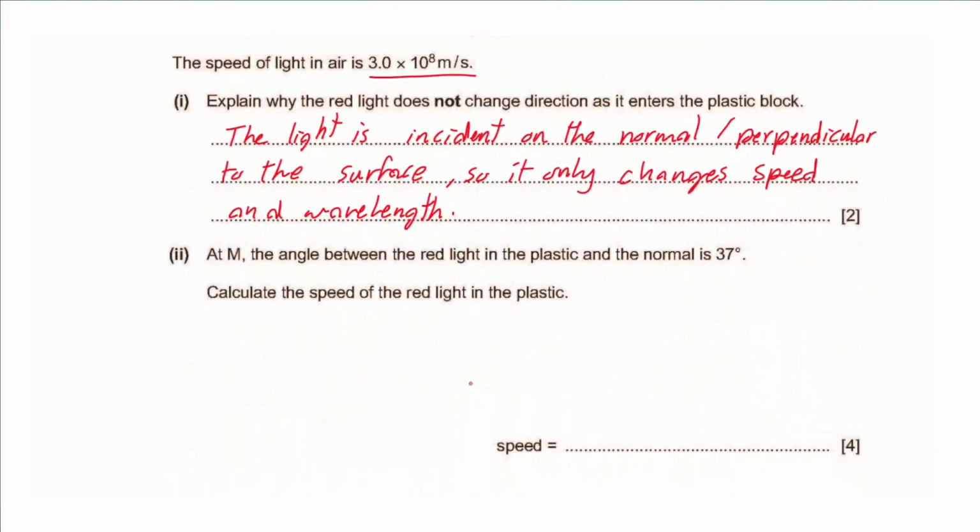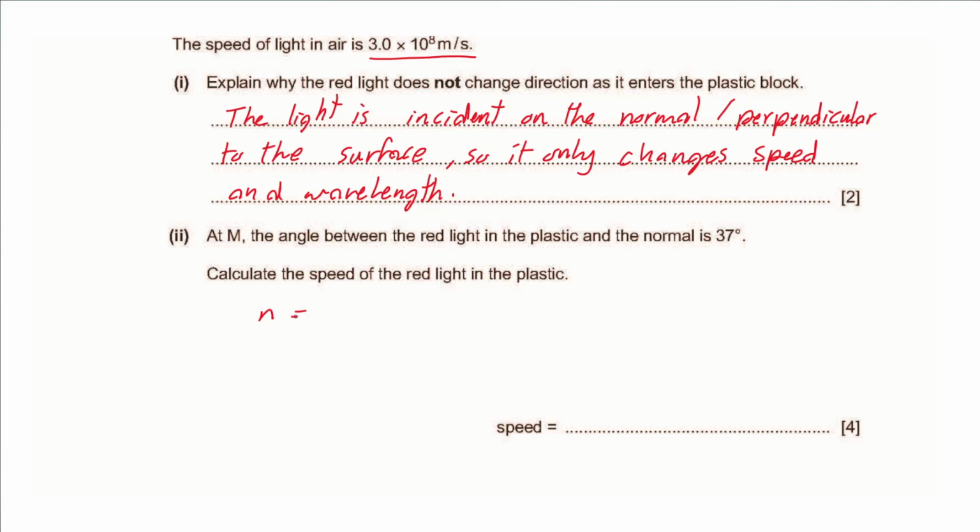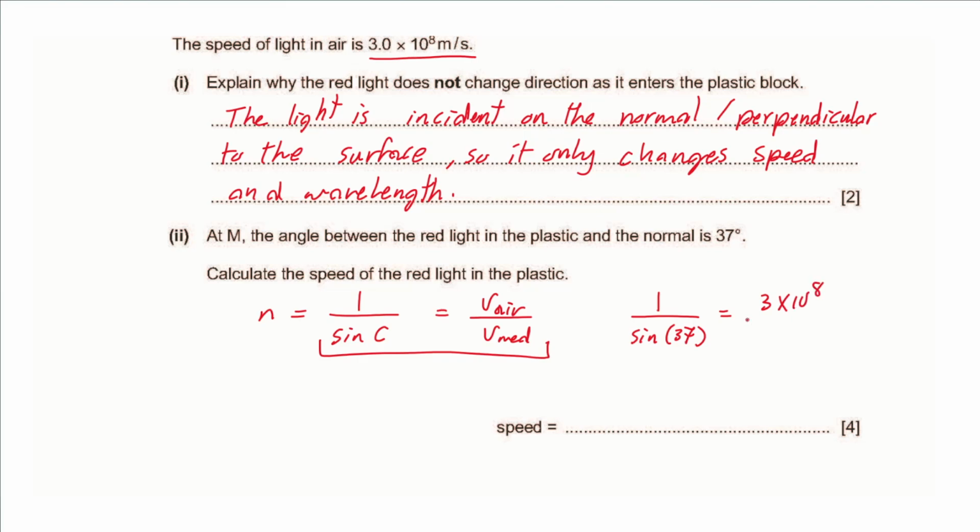And we have the speed of light in air, 3 times 10 to the power of 8 meters per second. We can use the equations for refractive index. Refractive index is equal to 1 over sine the critical angle, and it's also equal to the speed in air divided by the speed in the medium. So we can say, using this part of the equation, that 1 over sine 37 is equal to the speed in air, 3 times 10 to the power of 8, divided by the unknown velocity v. So we multiply 3 times 10 to the power of 8 by sine 37. That gives an answer of 1.805 times 10 to the power of 8, which we can approximate to 1.8 times 10 to the power of 8, and the unit here is meters per second.